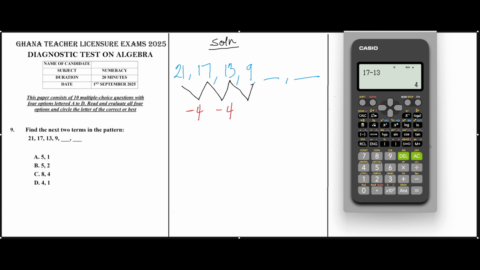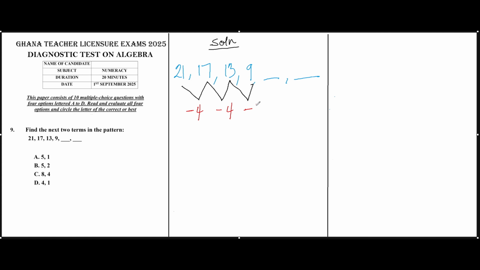And then the next one, from 13 to 9. Let's see the difference. So there is still a decrease of 4. So it is clear that there is a decrease of 4 from one term to the other. So it means that from 9 to the next term, there must be a decrease of 4. Then from this term to this term too, there must be a decrease of 4. So minus 4 should be here, minus 4.